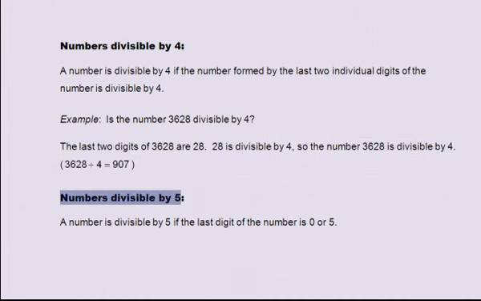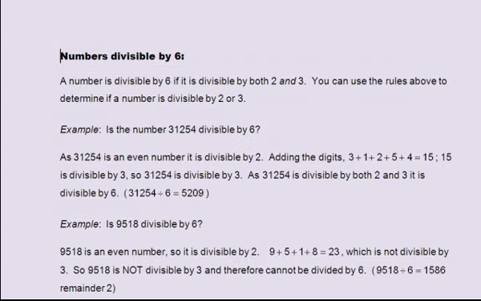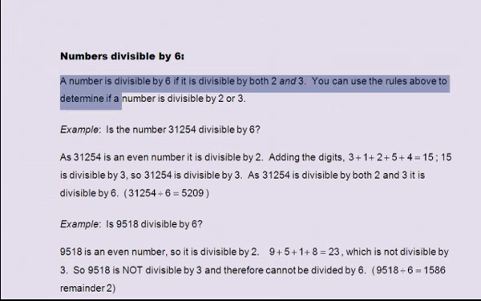Numbers divisible by 5. A number is divisible by 5 if the last digit of the number is 0 or 5. Numbers divisible by 6. A number is divisible by 6 if it is divisible by both 2 and 3. You can use the rules above to determine if a number is divisible by 2 or 3.